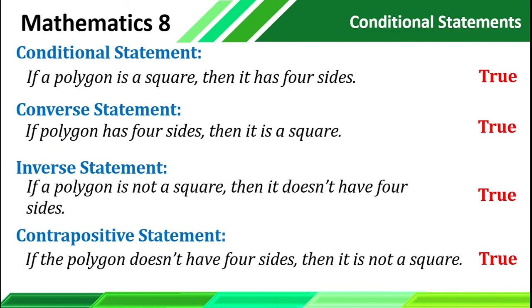So the converse would be, if the polygon has 4 sides, then it is a square. The truth value is true. For the inverse statement, if a polygon is not square, then it doesn't have 4 sides. The truth value will become true. Contrapositive statement, if the polygon doesn't have 4 sides, then it is not a square. The truth value is true.